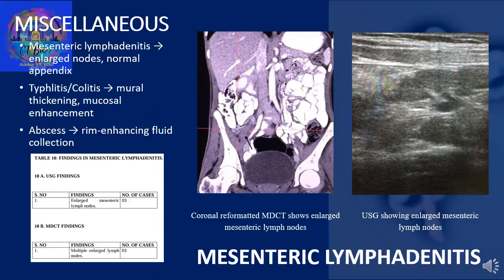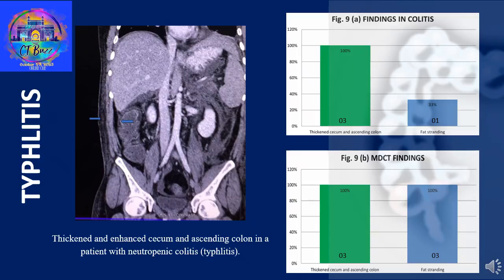Mesenteric lymphadenitis with enlarged nodes was found in 3 cases. In 3 patients with typhlitis, a thickened cecum and ascending colon with surrounding fat stranding was seen, as shown in the image.